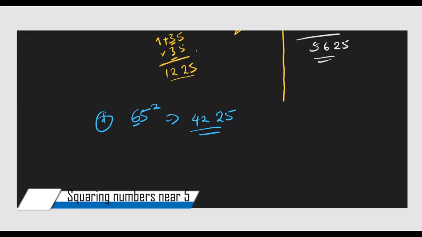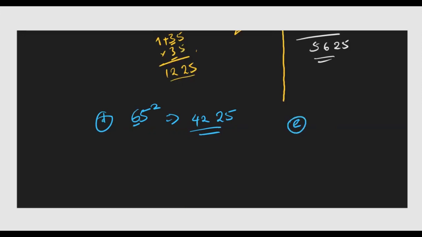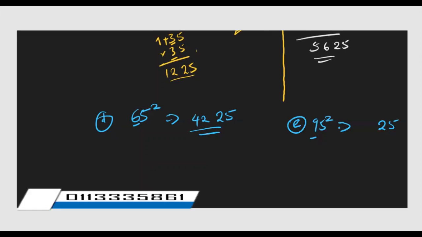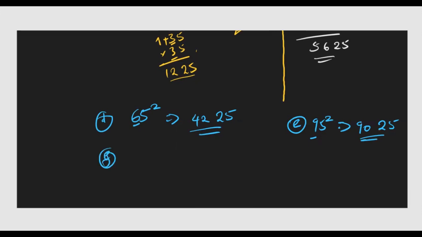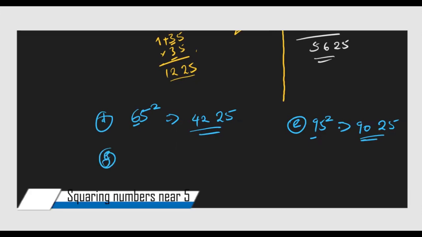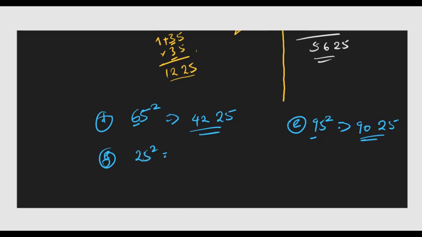So if you have E, say someone asks you what is 95 squared, the last part of the answer is going to be 25. Then 9 plus 1 is 10, and 10 multiplied by 9 is 90. You see, now things become so much easier. If you even have F, a number like 25 squared, it's the same procedure. The last part of the answer is going to be 25. And then you say 1 plus 2 is 3, and 3 times 2 gives you 6. That's how you work with these numbers.